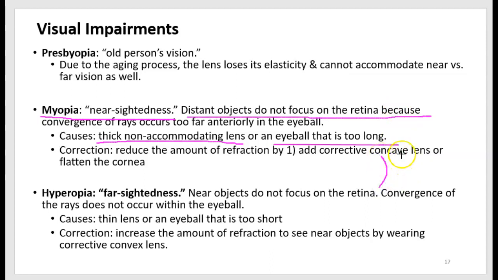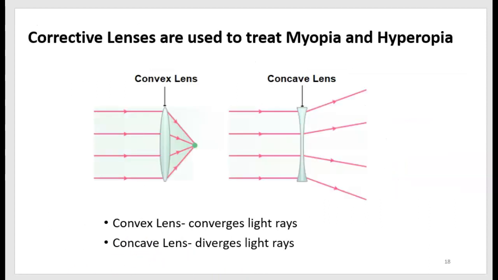It's caved in on both sides, trying to draw, so that the rays that come in are spread apart before the thick lens bends the rays. So let's look at these lenses, and then we'll come back to hyperopia.